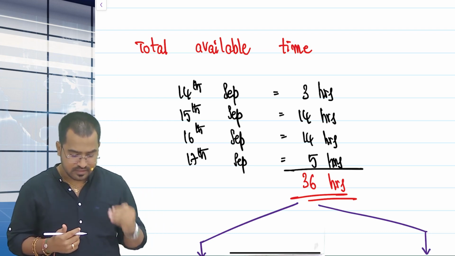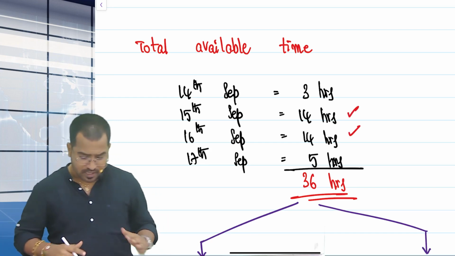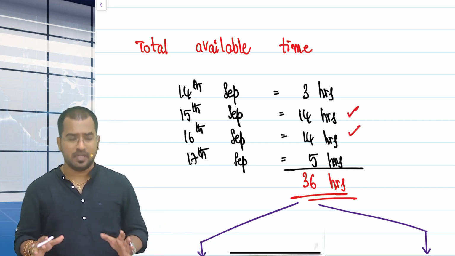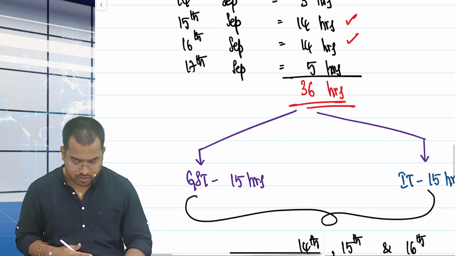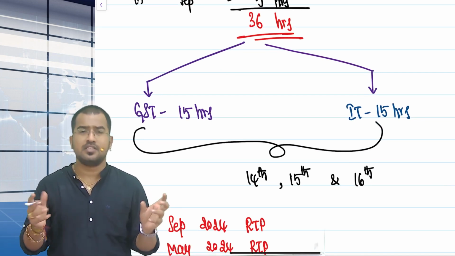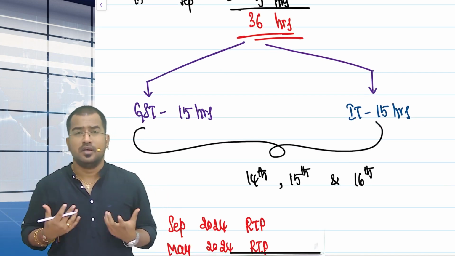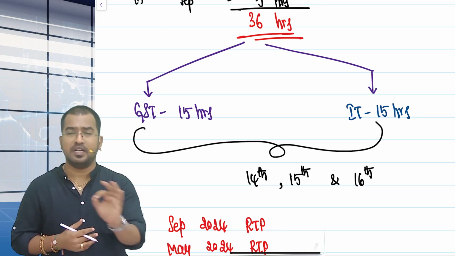And on 15th and 16th September, ideally you should be reading 14 hours each. And next, on 17th September, you will ideally have 5 hours, that is totally 36 hours of your time. So 15 hours for GST, 15 hours for income tax, plus or minus 1 or 2 hours based upon your strength, maybe GST or income tax, as the case may be. So spend ideally for that.